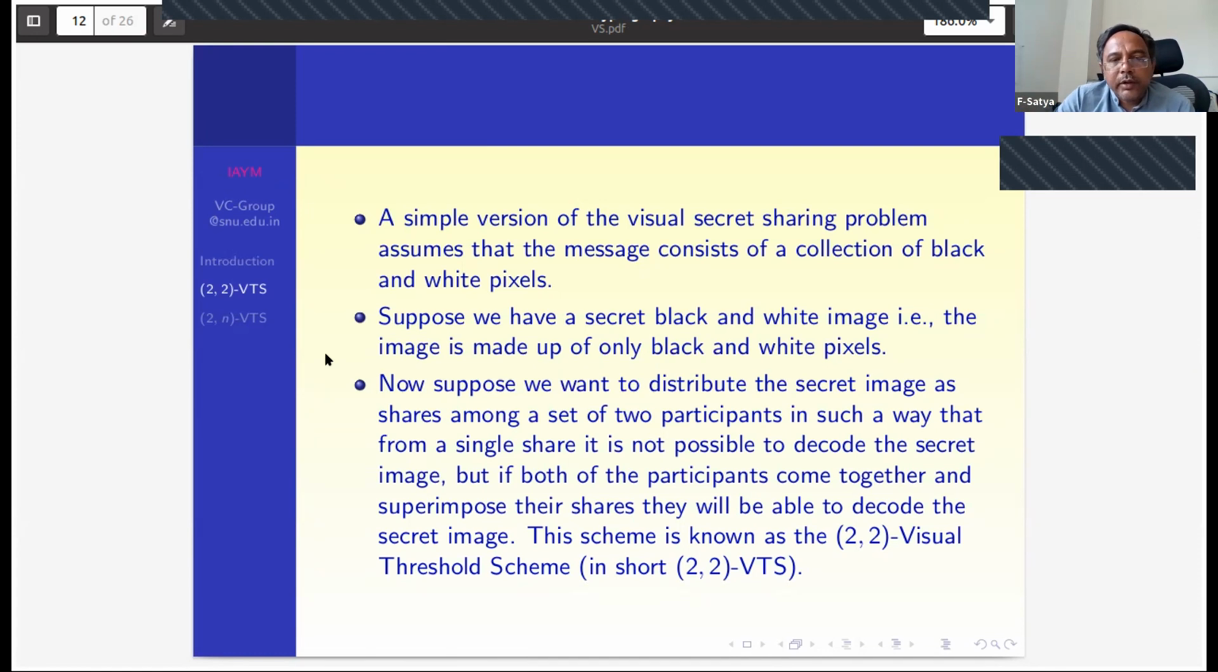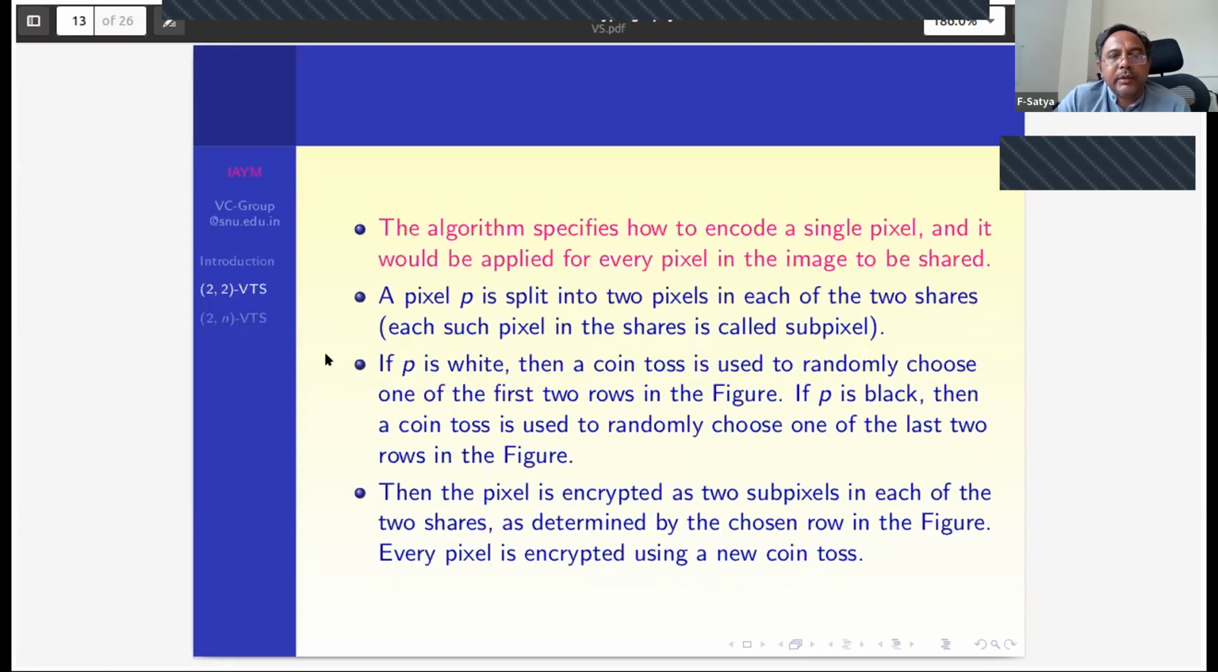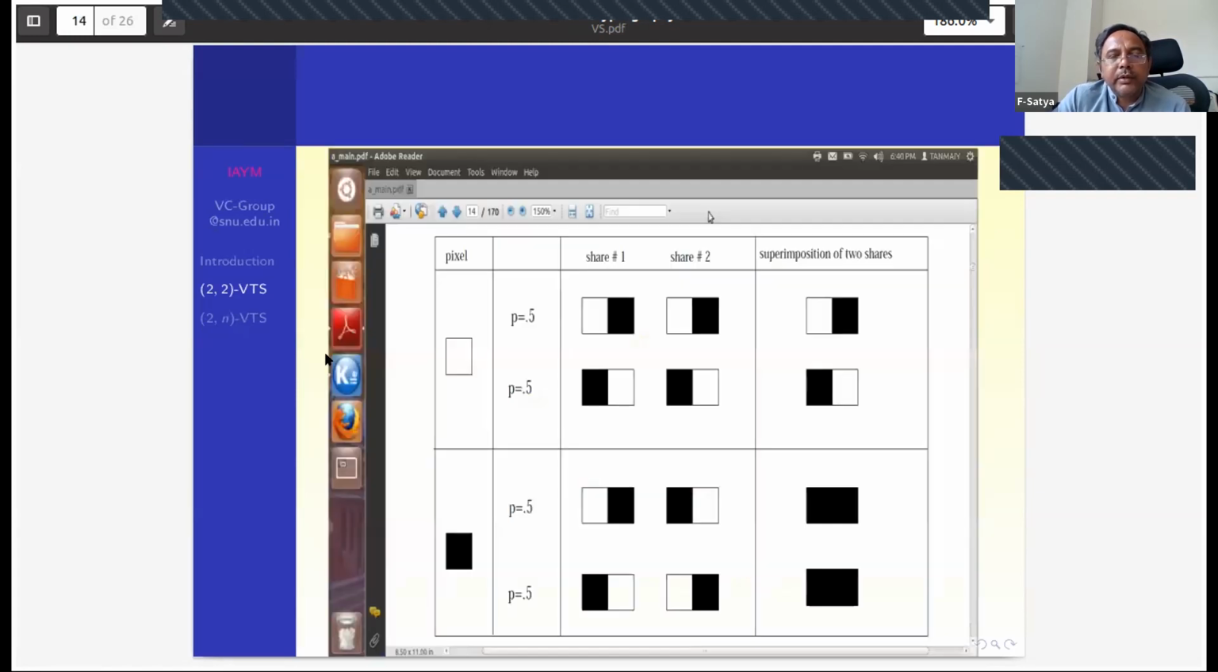Now suppose we want to distribute a secret image as shares among a set of two participants in such a way that from a single share it is not possible to decode the secret image, but when both participants come together and superimpose their shares, it is possible to decode the secret image. This is called a 2 comma 2 visual threshold scheme. I will explain that with one example. So you will first understand here.